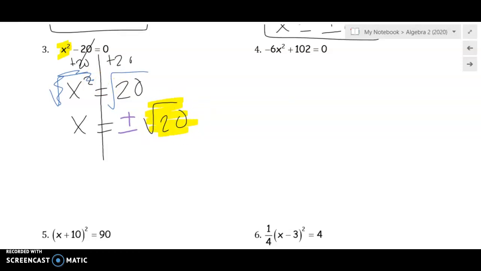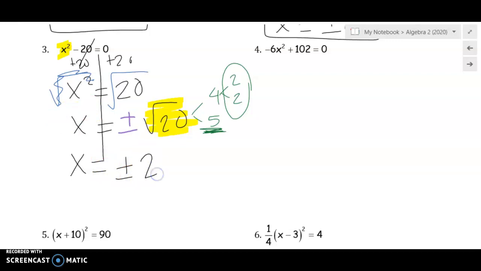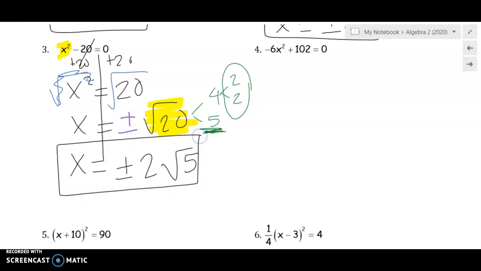So I'm going to do it off to the side here. Well, what multiplies to 20? 4 times 5. What multiplies to 4? 2 times 2. I circle my pair, my match. I underline my leftover. So when I write this, I have x equals plus or minus, the pair comes on the outside, the leftover stays under. So I have two answers, positive 2 root 5 and negative 2 root 5.